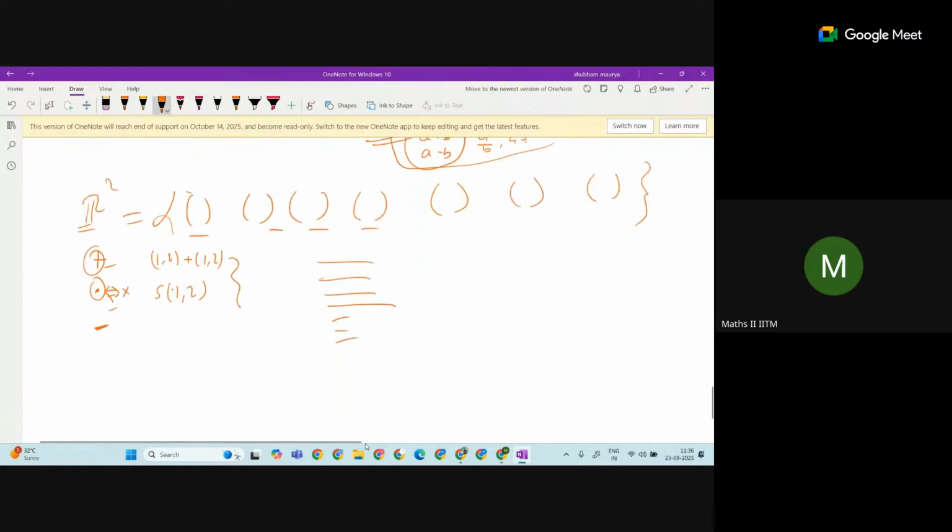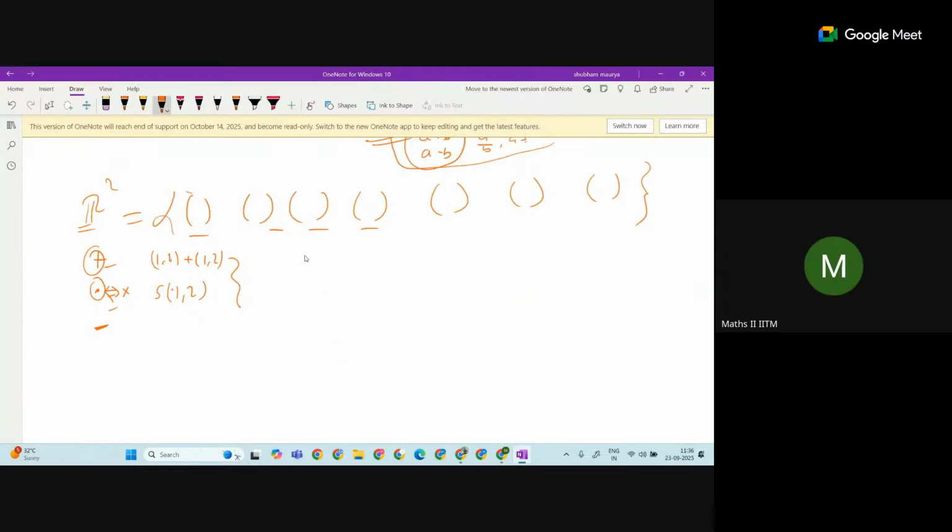If you want, I can write the rules, but there is not much meaning in writing them, because it is not needed. I am just making your base that this is your R2. But let me write that.